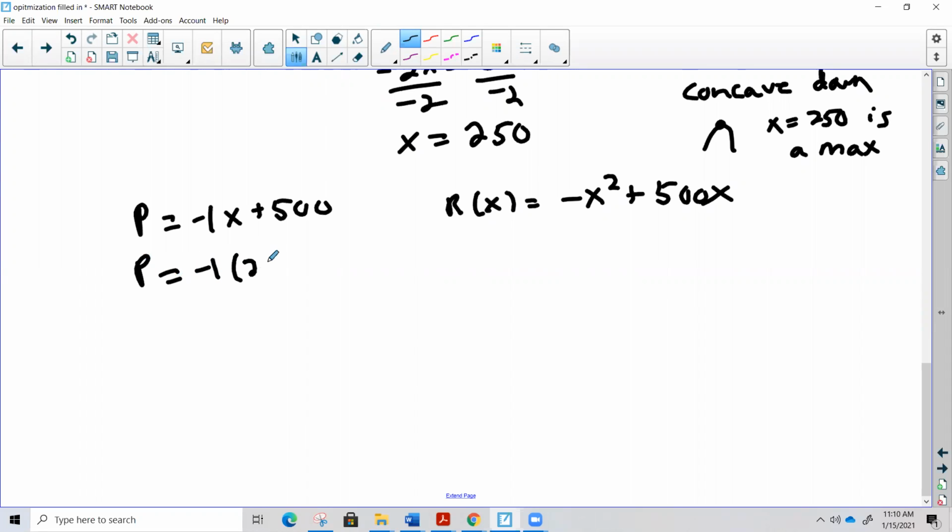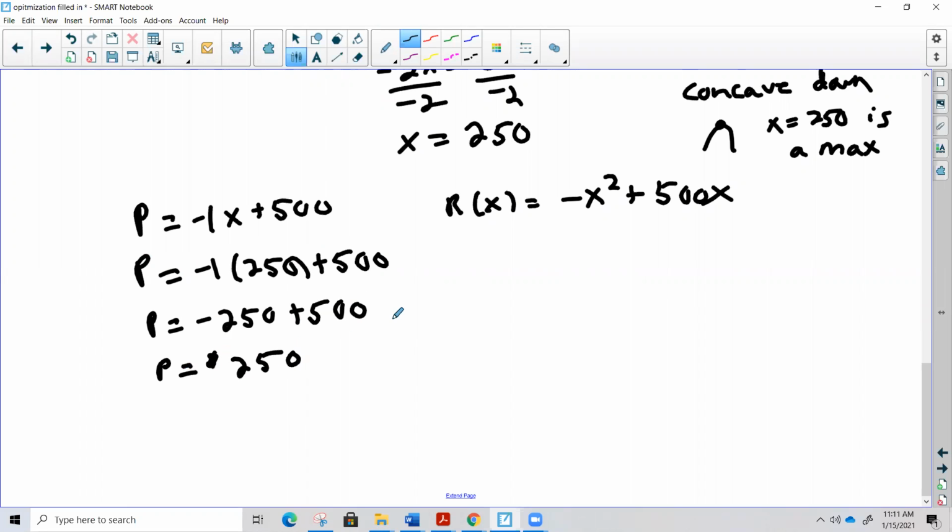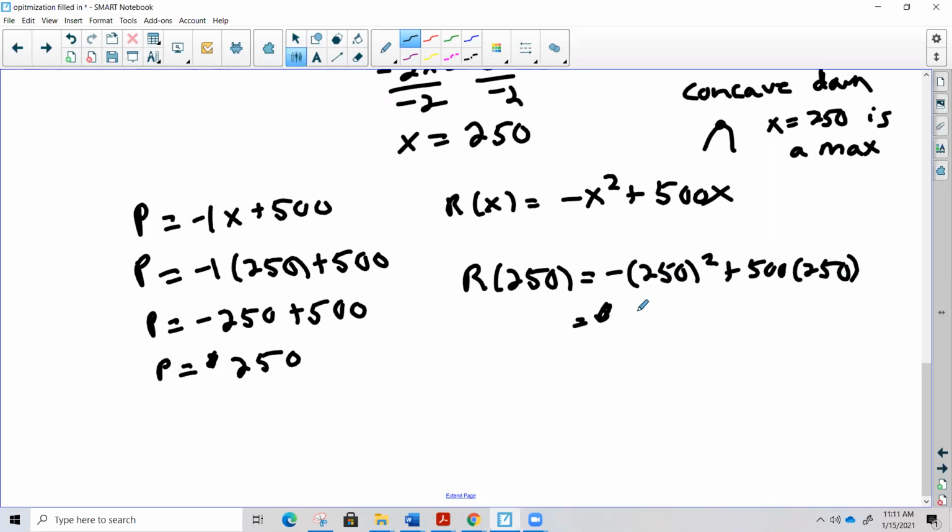So we're going to plug in 250 to both of those to get the two answers. So I would plug in 250 and simplify. So this gives me, my price would also be in this case $250. And then my revenue, I would plug in 250 to this revenue function. And just when you're doing this, make sure you don't have the negative in parentheses. You're only squaring the 250. And if you do that, you should get 62,500.